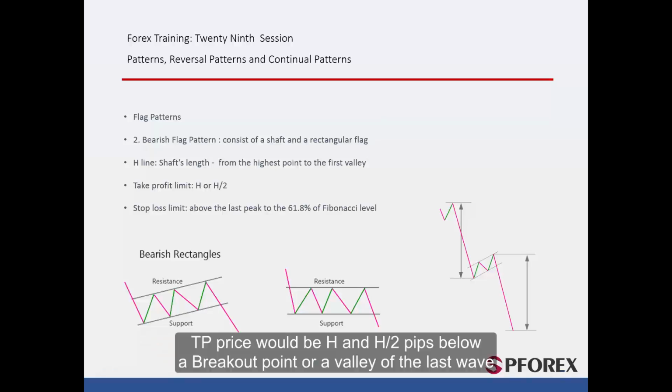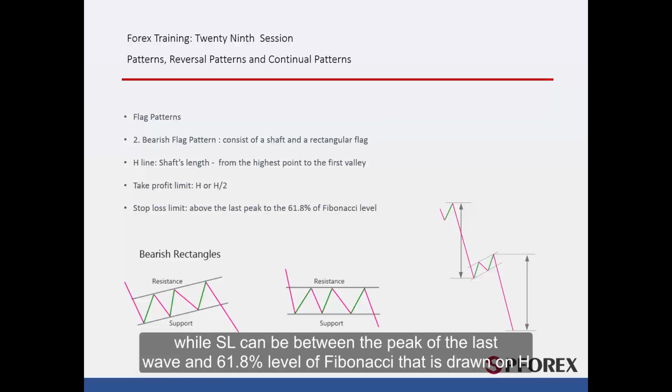TP price would be H and H2 pips below a breakout point or a valley of the last wave, while SL can be between the peak of the last wave and the 61.8% level of the Fibonacci that is drawn on H.